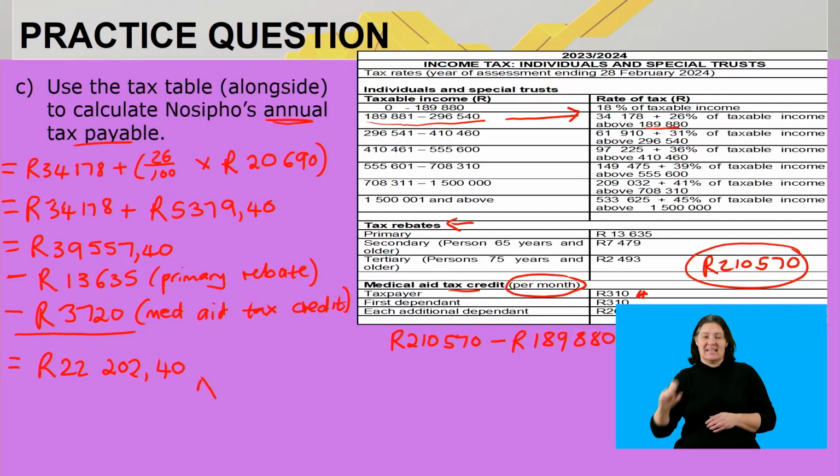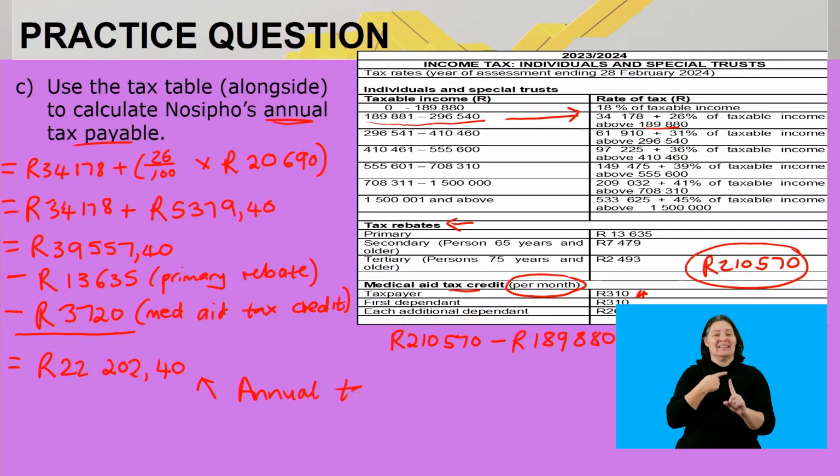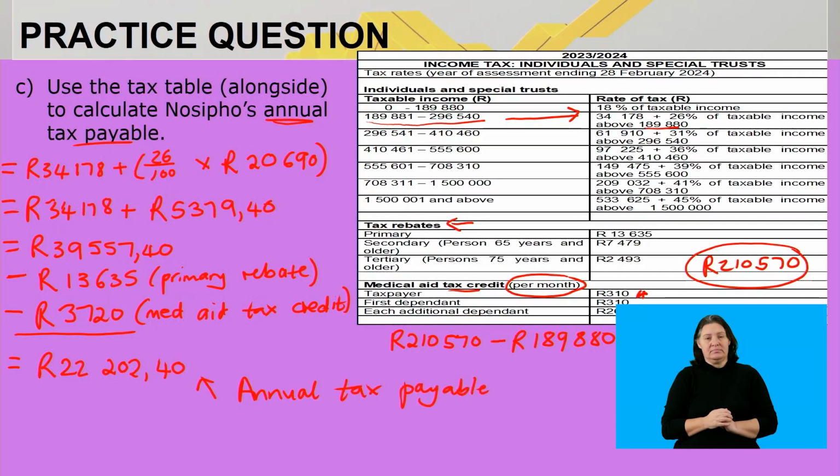And what do I call this amount? This now is my annual tax payable. Guys, I know it's a mouthful, but I hope it makes sense to you.